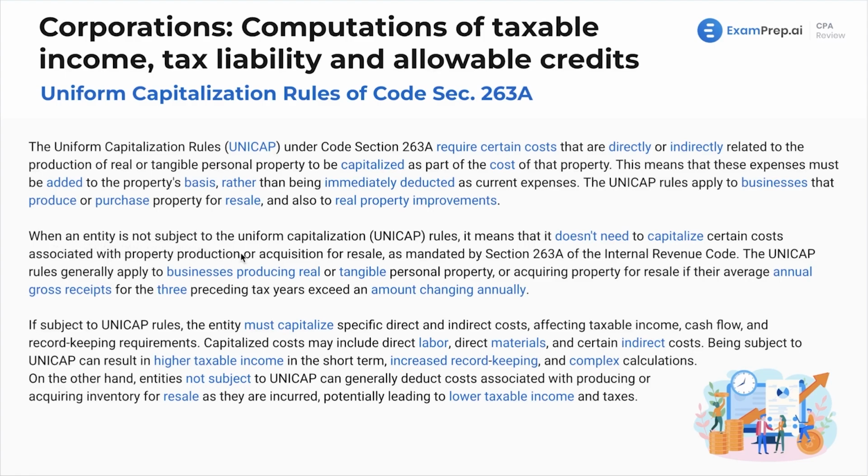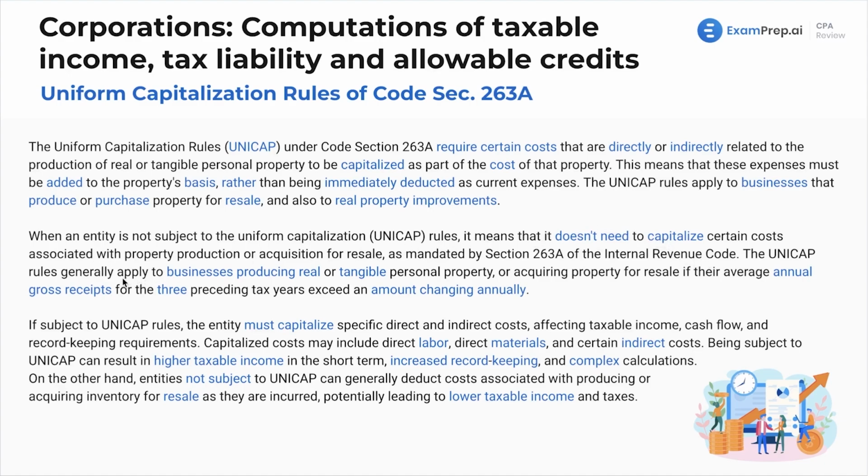When an entity is not subject to the UNICAP rules, it means that it doesn't need to capitalize certain costs associated with property production or acquisition for resale. And these are certain costs. We will go through these. You will memorize what these costs are. So again, if you are subject to the rules, you have to capitalize these costs. If you're not, you don't.